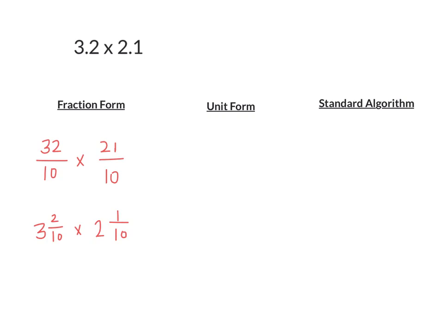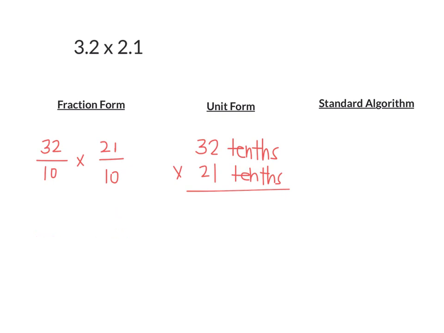Now, once we have it in the fraction form, we have it in unit form. It's very easy. You just write 32 tenths times 21 tenths. Do you guys see how so far fraction form and unit form are very similar? I'm going to erase the mixed numbers. Now, let's go back to the fraction form for a second. If I multiply, what do I have in the numerators? 32 times 21. In the denominators, I have 10 times 10.